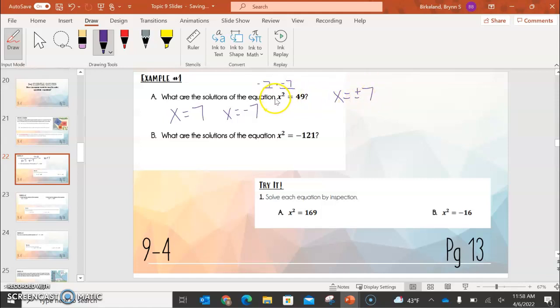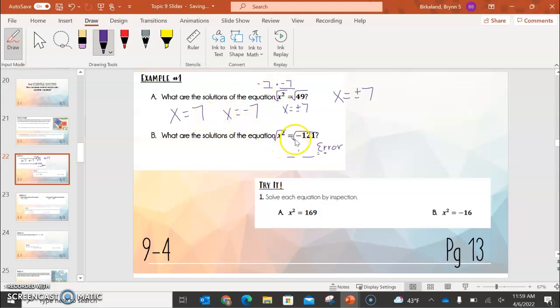Another way to think about this is when you have a squared power, the inverse or opposite operation would be square rooting. When you take the square root of 49, it's not just a positive 7, but it could be a negative 7. For part B, if we square root a negative 121, your calculator will give you an error. And that's because a number times itself will never come out negative. Recall, a negative times a negative would make a positive, and so would a positive times a positive.